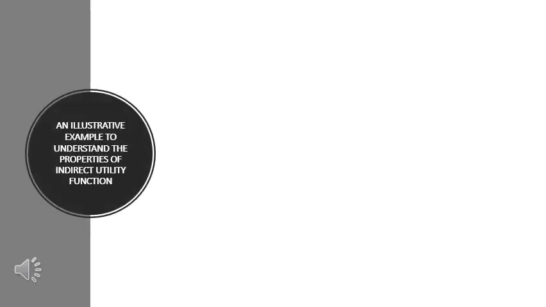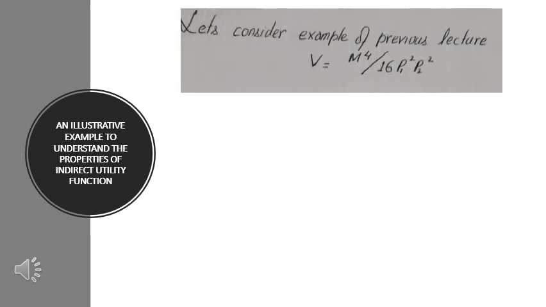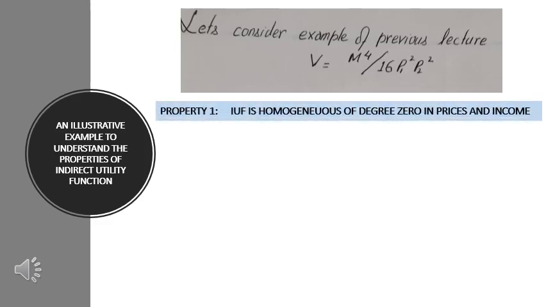Now we will take one illustrative example to understand the properties of indirect utility function in a better way. In our previous class, we derived one indirect utility function, and the expression of that indirect utility function is written here. V is equal to m power 4 divided by 16 p1 square into p2 square. So on this particular indirect utility function, we'll apply all the properties, starting with property number 1, that indirect utility function is homogeneous of degree 0 in prices.